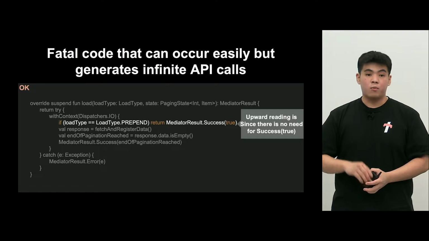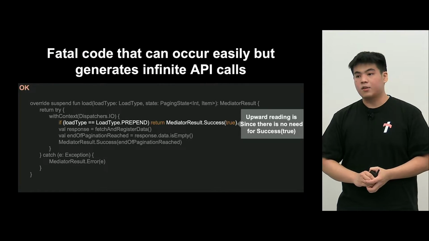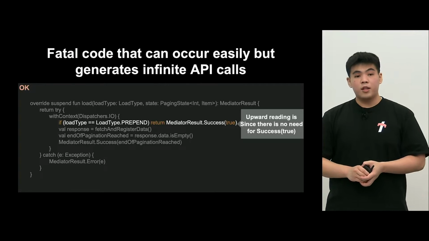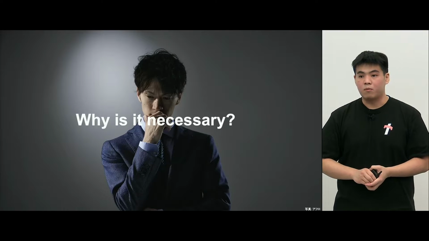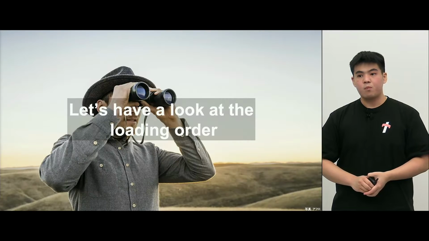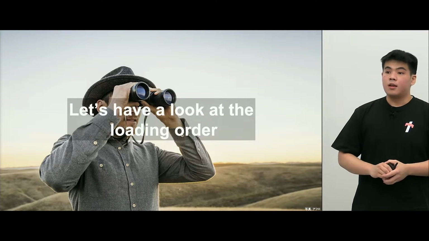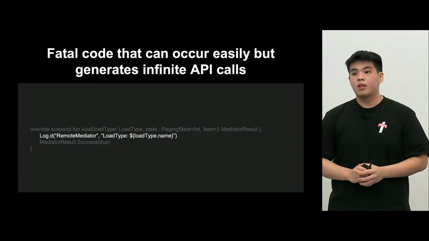So what kind of change is it? Let me explain. If the load type of the upward loading is prepend, we want to prevent loading, and we use true. So for mediator result success, we want to return end of pagination reached true. So why is it necessary? The answer lies in the loading order. So let's take a look at the loading order.